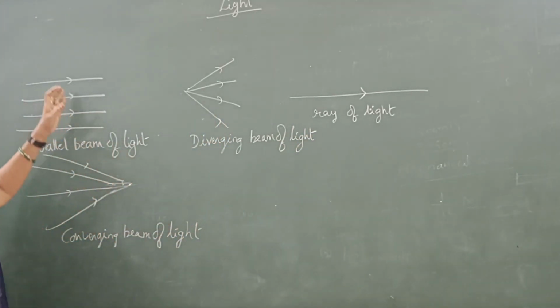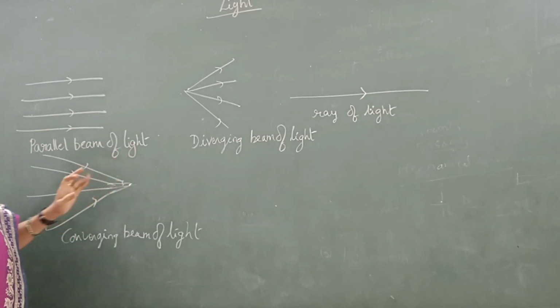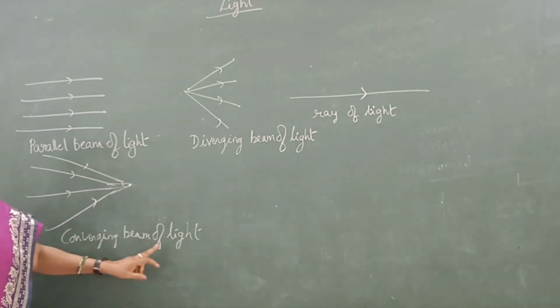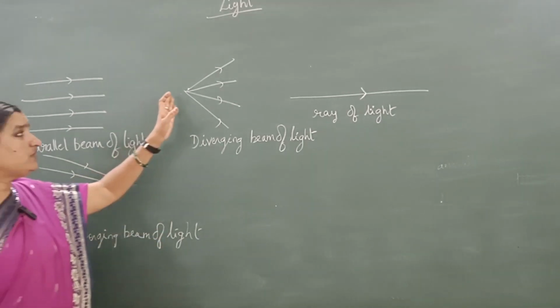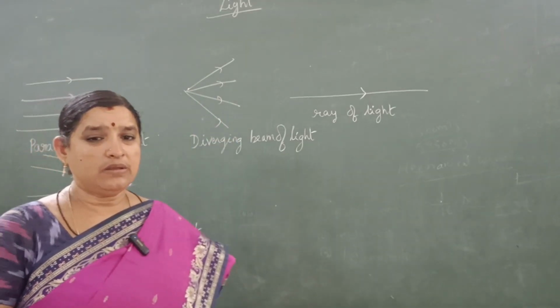The light rays which are parallel to each other are called parallel beam of light. The light rays which are converging at a particular point, that is called converging beam of light. The light rays which are diverging from a particular point, that is called diverging beam of light.